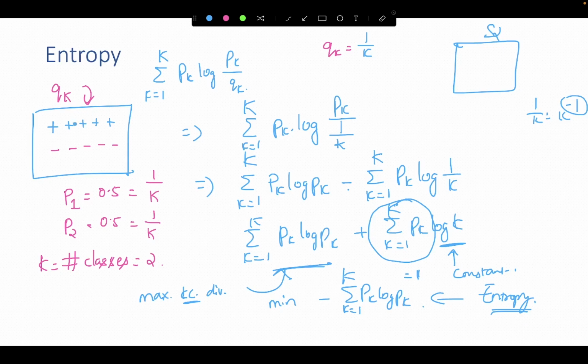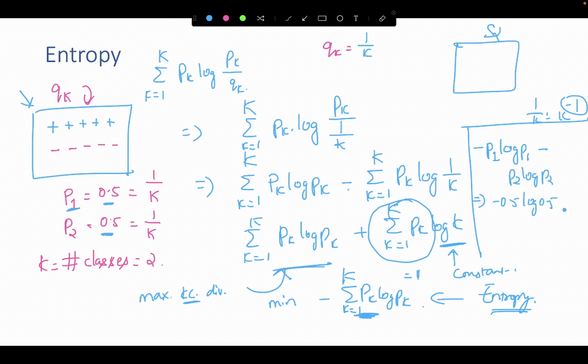Okay. For this particular reference data that we have considered so far, P sub 1 is 0.5 and P sub 2 is 0.5. Let's plug in these values in this formula. I can expand that formula as minus P1 log P1 minus P2 log P2. So it's going to be minus 0.5 log 0.5 minus 0.5 log 0.5. If you compute this, it's going to result in a value of 1. So this non-homogeneous node will result in an entropy value of 1.